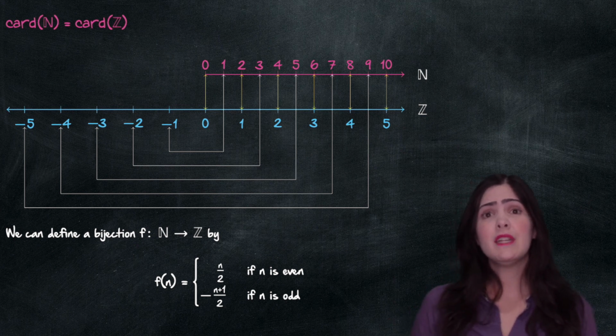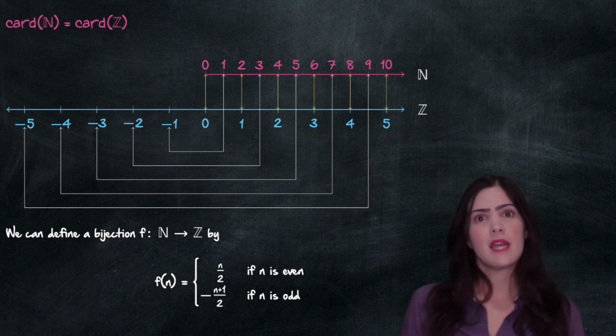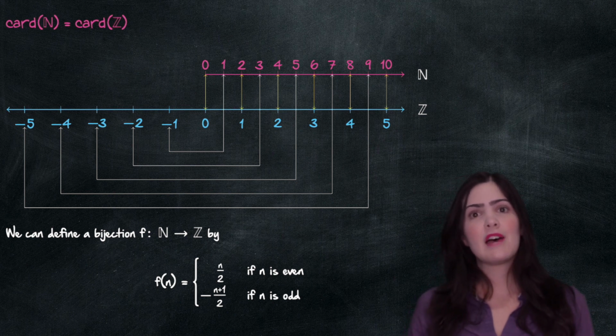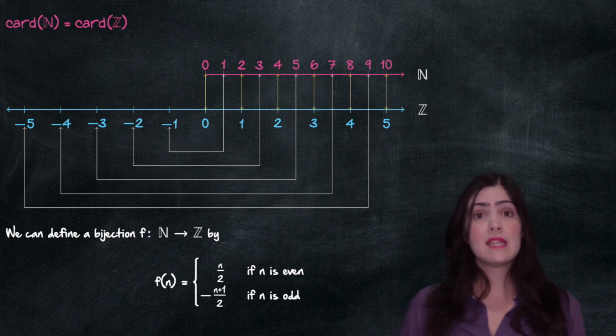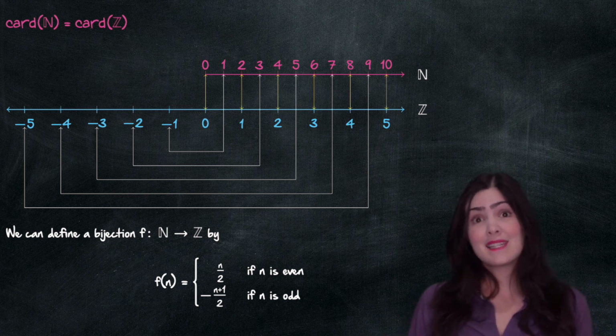That's why infinite sets are so weird and counterintuitive, because we could have a proper subset of an infinite set that has the same size as the bigger set.